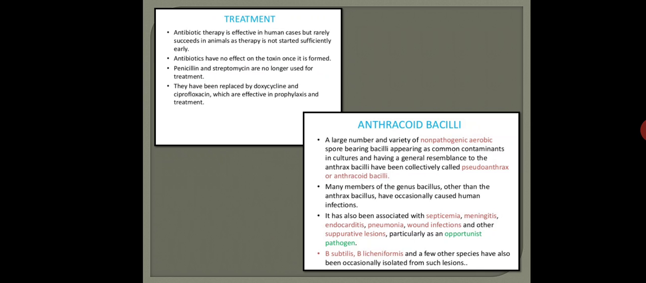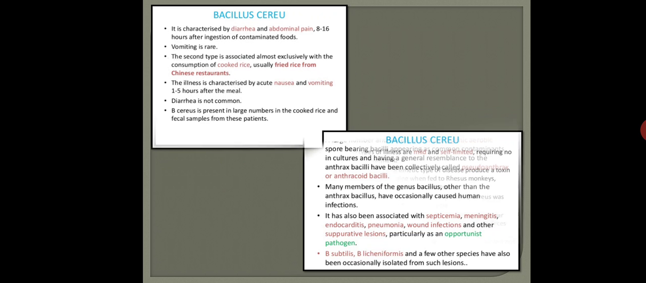Now anthracoid bacilli is associated with septicemia, meningitis and pneumonia diseases, and it is an opportunistic pathogen, meaning when an opportunity comes it turns into a pathogen, like Bacillus subtilis and Bacillus licheniformis. These are also opportunistic pathogens, as I told you in the classification. So this is about anthracoid bacilli.